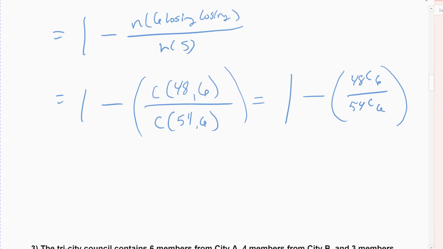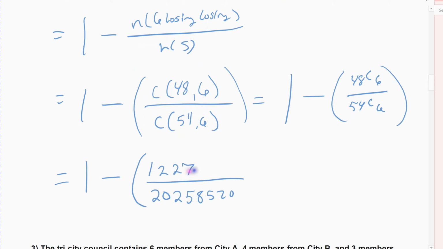Or you could find those numbers, which are fairly large, write them out, and then do the subtraction and division. That's the same number we had before in the denominator, the universal set: 2,0,2,5,8,5,2,0. Up top was 1,2,2,7,1,5,1,2. And you could subtract that way. You could take 1 minus this fraction.